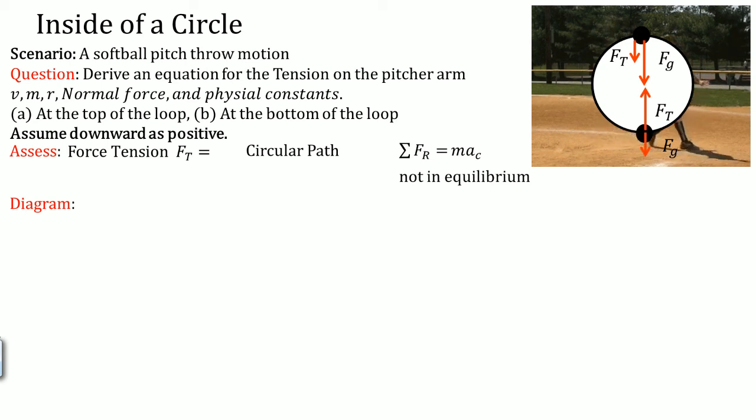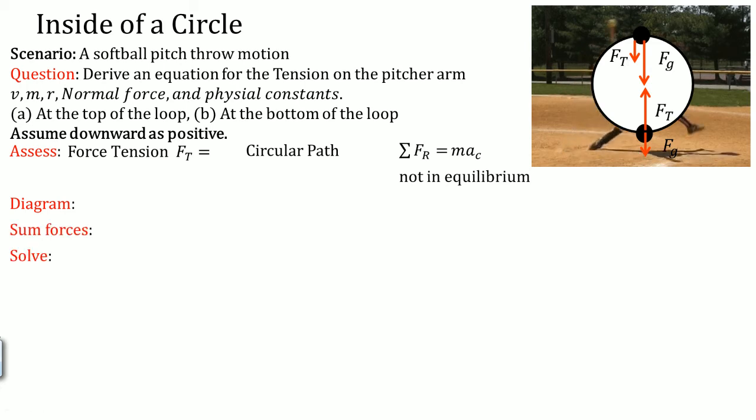Notice which is longer in each one of the scenarios. At the bottom, force tension is stronger. That's why it keeps it in its circular motion. And on top, force gravity is lower. That's the reason why it keeps it in its circular motion.